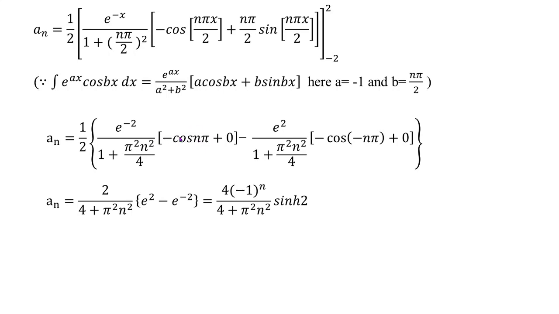Cos n pi is nothing but minus 1 raised to n. So here I have missed writing the value of cos n pi. It should be minus 1 raised to n. So please note this correction. Okay, then this is nothing but what?